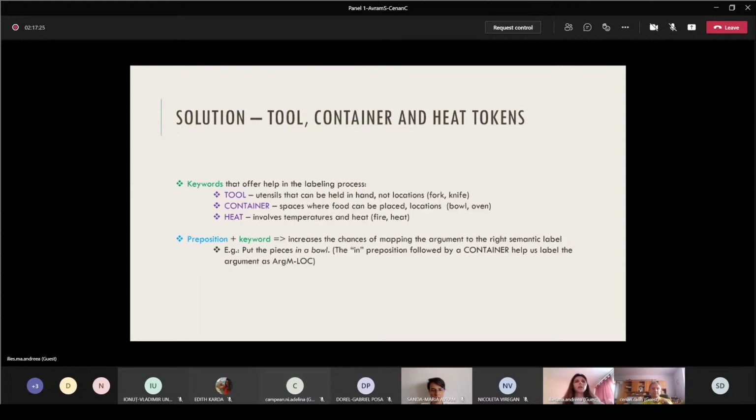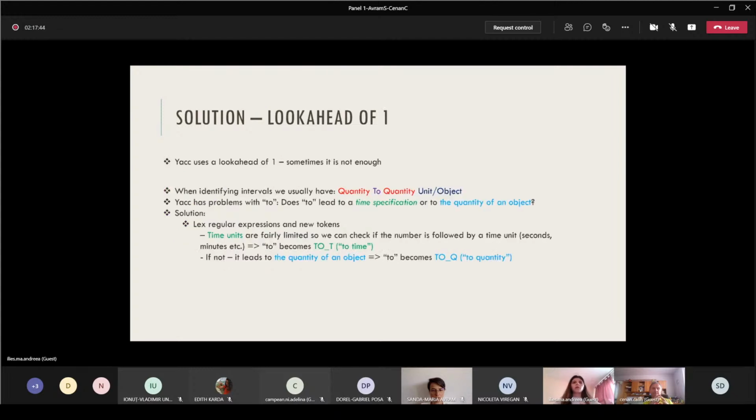So there were specific keywords that could be used in the labeling: tool, container, and heat. Tool usually helps with the manner, container with location, and heat with the extent, which is for the temperature. And I noticed that the arguments usually follow the formula of preposition plus keyword.